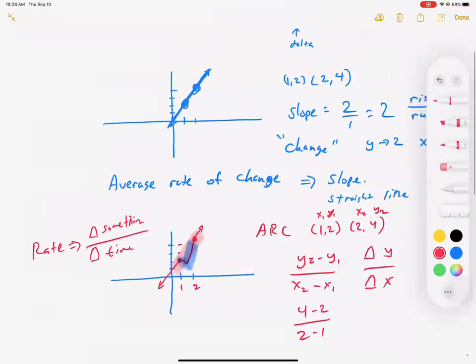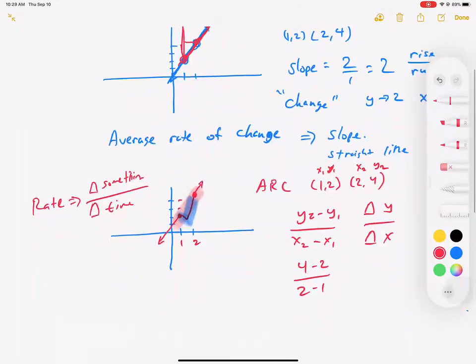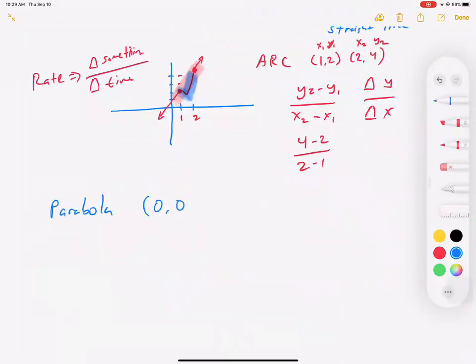Now, in Algebra 1, all lines, no matter what points you pick, will always have the same slope, the same change, because straight lines change at a constant rate of change. But when we have curved lines, and we'll take our example here of a parabola, we're going to pick our starting point 0, 0, because that's an easy point to start off with, and we're going to graph some points here, 1, 1, and 2, 4. And the parabola looks kind of like that.